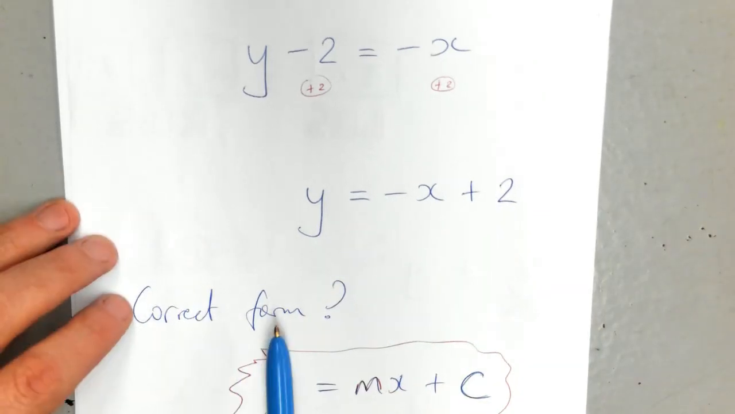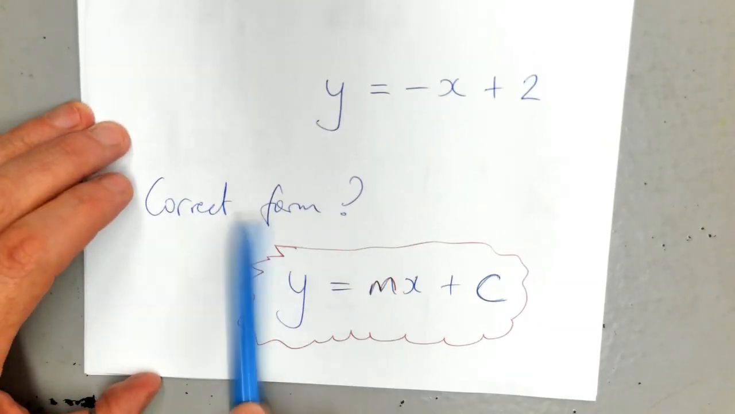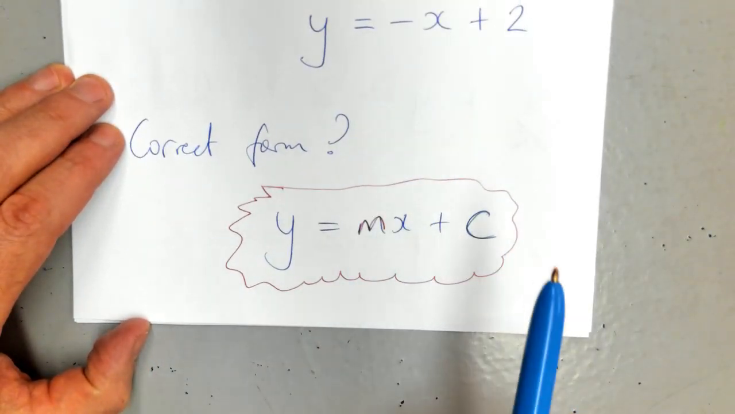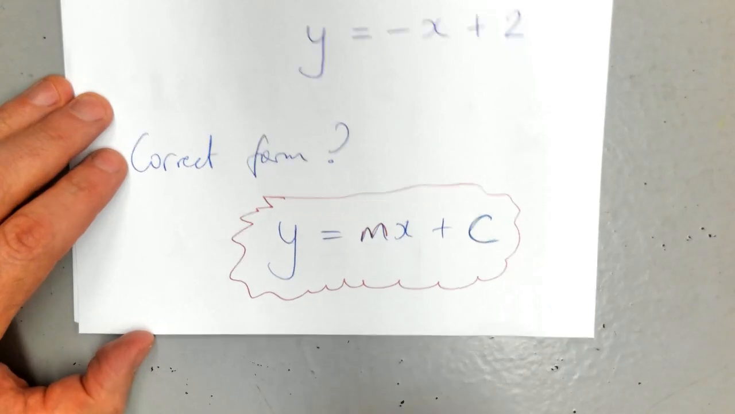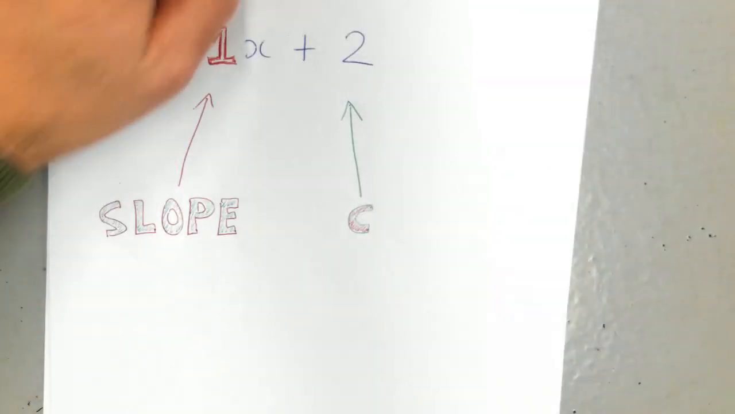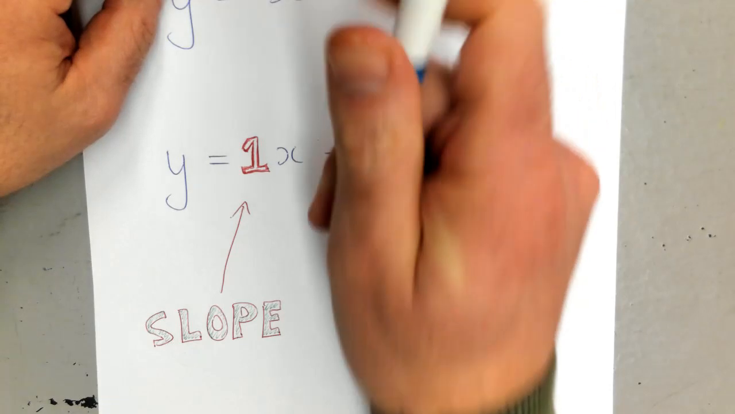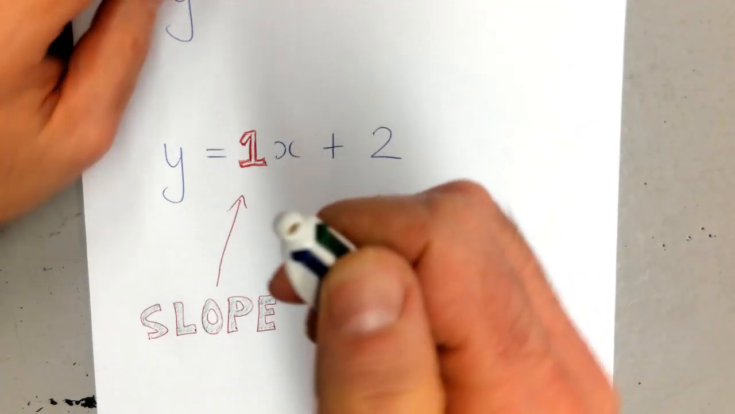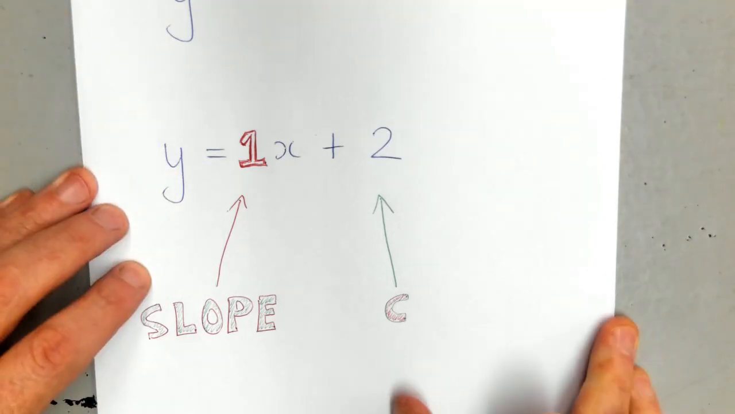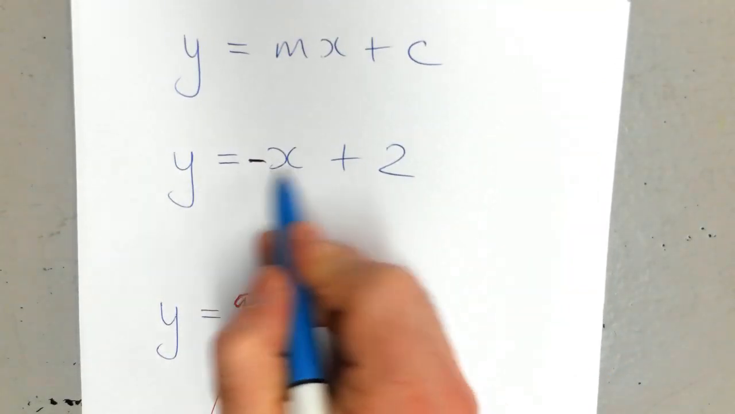Are we now in the correct form? Yes, we are. y is equal to mx plus c. So now we can read off our slope and our y-intercept. I can see I had a slight little mistake on this sheet, I'll fix it up now. So y is equal to minus x plus 2 is the form that we've got it into.